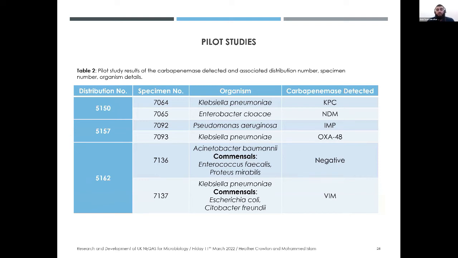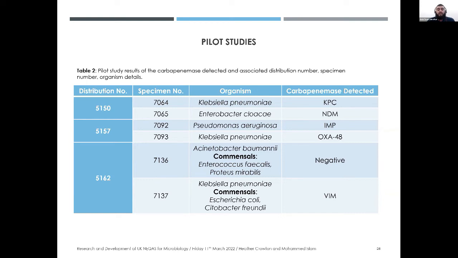Following on from our stability testing, 3 pilot distributions were sent out to participants with a total of 6 specimens, so 2 specimens in each pilot. A lyophilized specimen, as well as a simulated rectal swab in the liquid amies swab, was sent in each distribution. The first 2 pilot distributions, 5150 and 5157, only contained the testing organism of the carbapenemase to be identified. However, pilot 5162 also included commensals within the testing sample. This was done to replicate as much as possible patient samples potentially received by labs.